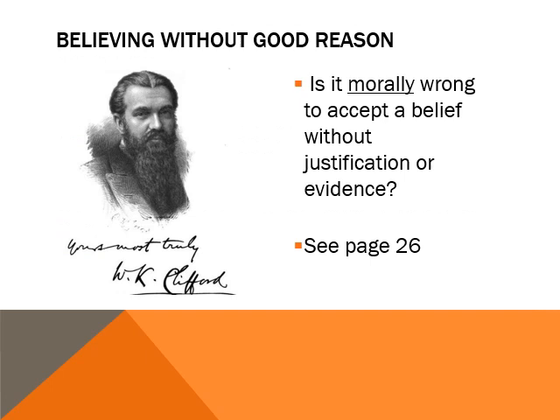Before we go any further, I think this guy is on page 26. His name is W.K. Clifford. It's in the little blue box at the bottom of the page. You don't have the picture of this guy, but he's an arithmetician, and he suggests that it is morally wrong to accept a belief without justification or evidence.